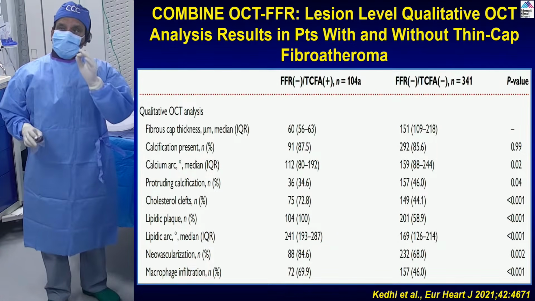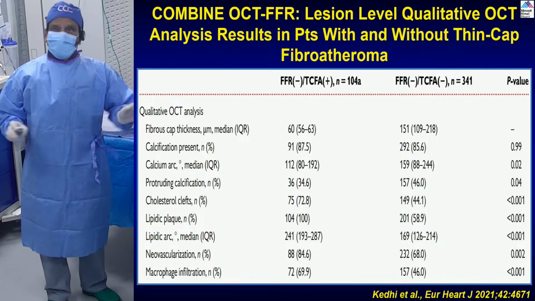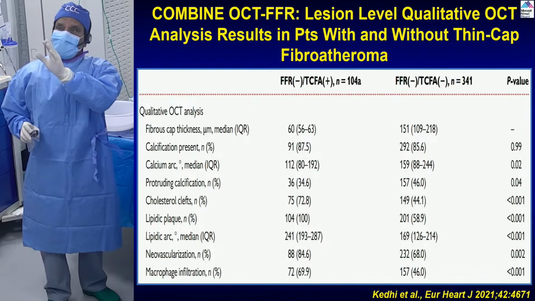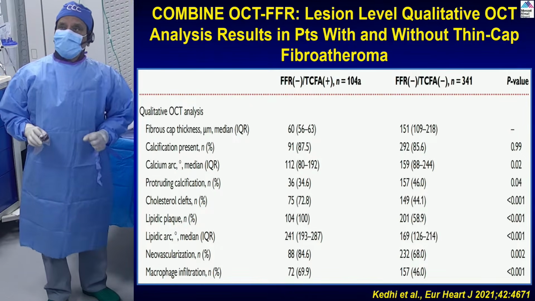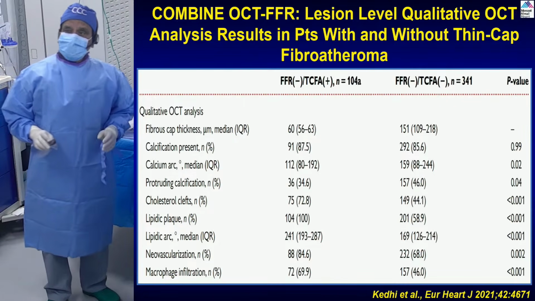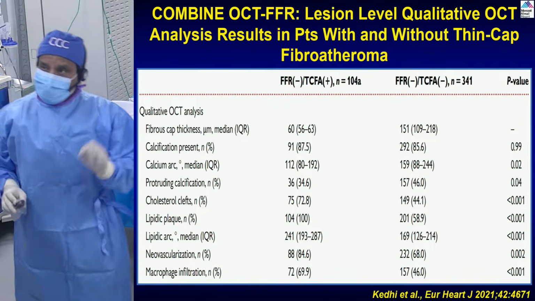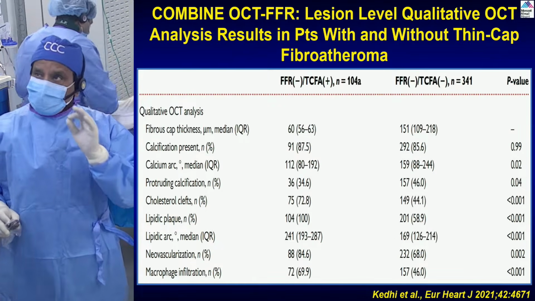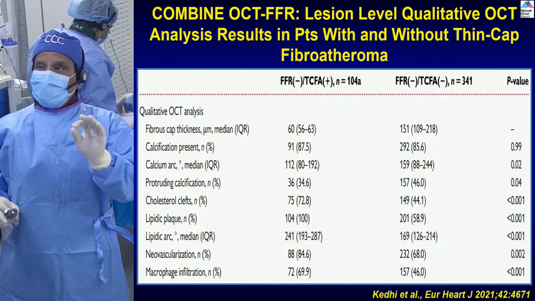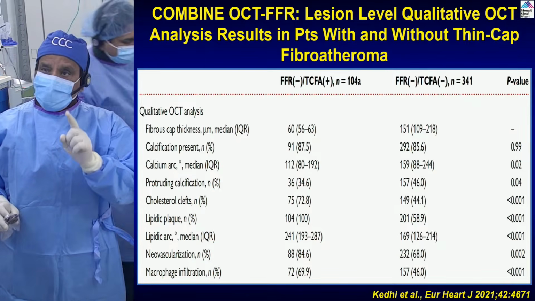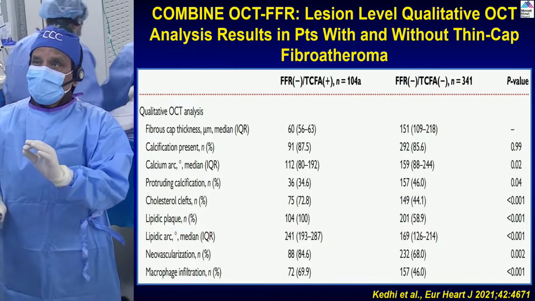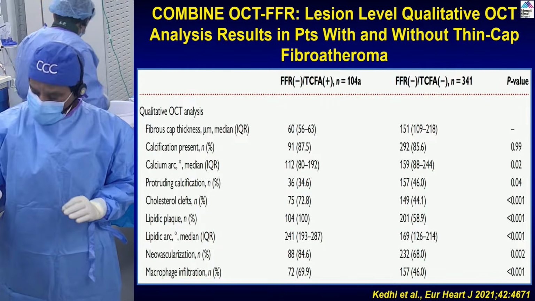These are all FFR negative, should not get any PCI, and did not get PCI at the time. The key is that TCFA negative, if there's no thin-cap fibroatheroma, even in those cases, look at the lipid plaque. It's almost 60% of the time. If you have no thin cap, you still have a lipid plaque. If you have a thin cap, which is TCFA positive, everybody had a lipid plaque. But I just want to emphasize that even patients with a thick cap, 60% on the OCT had lipid plaque.